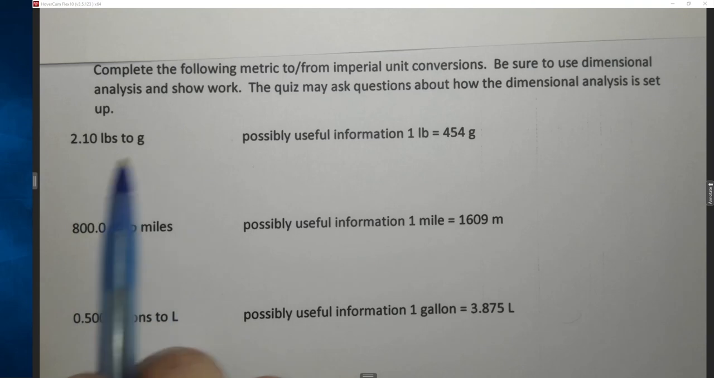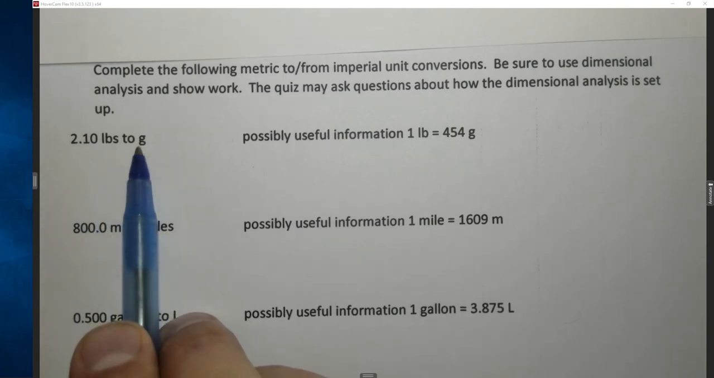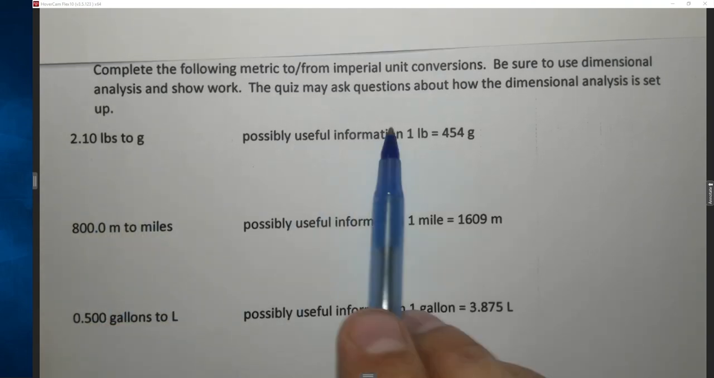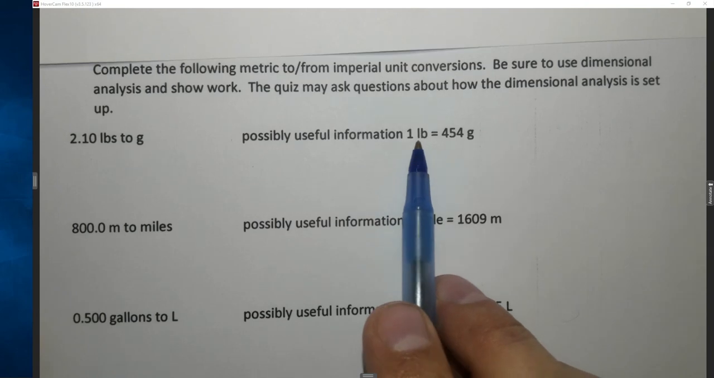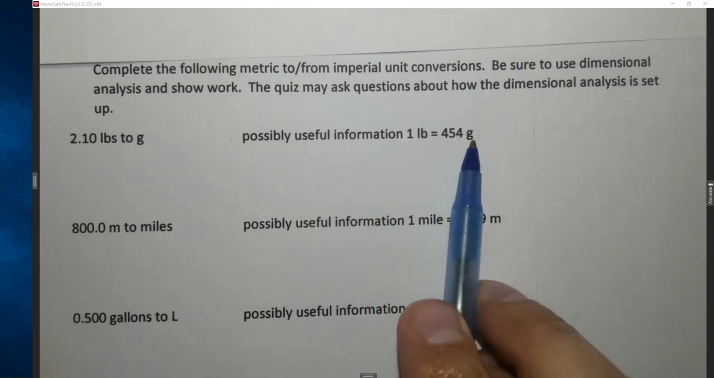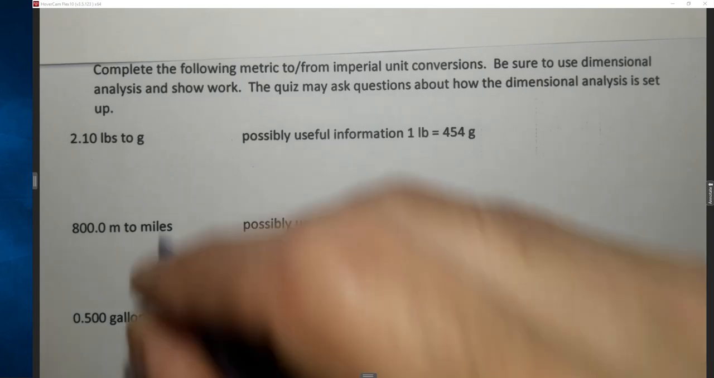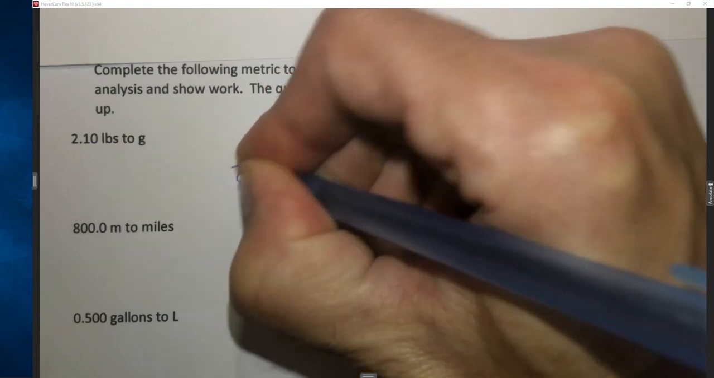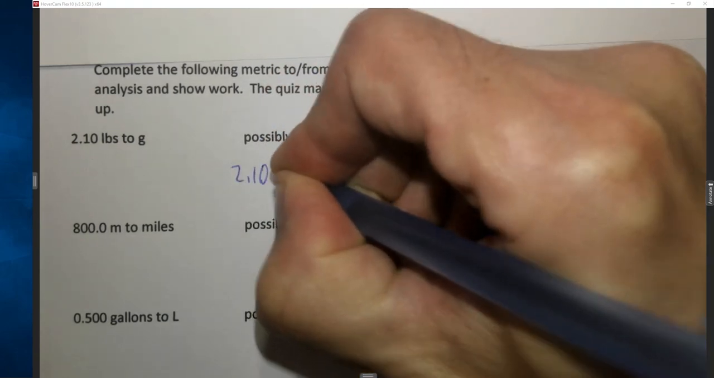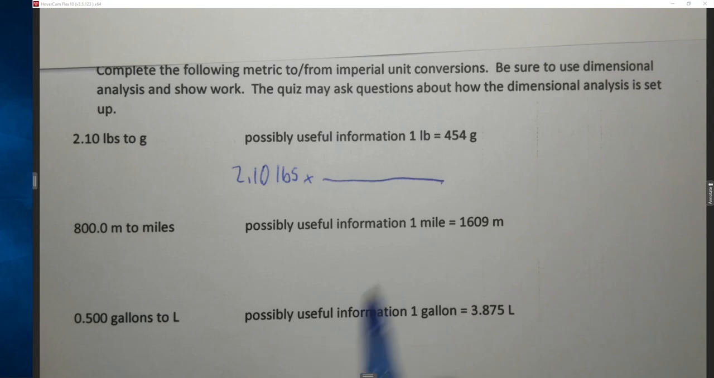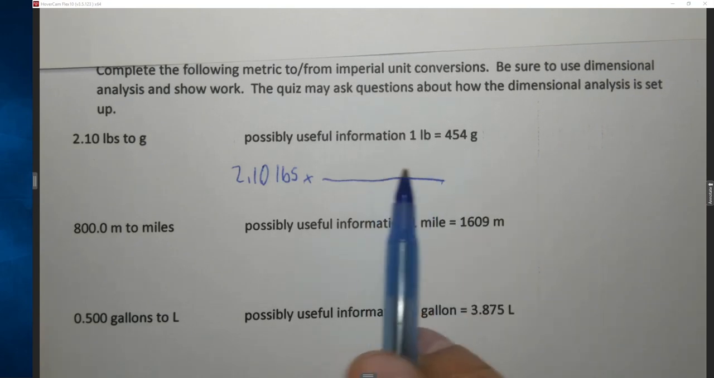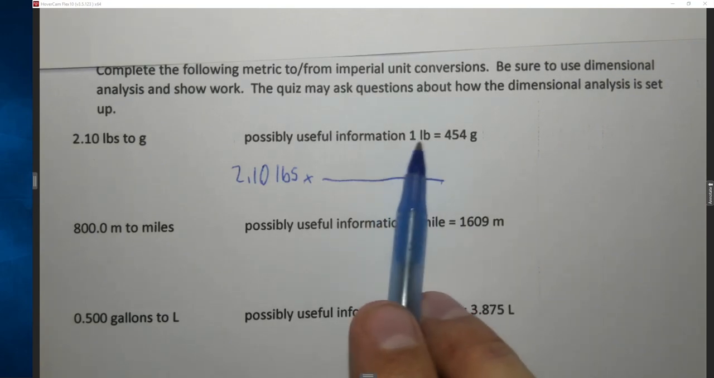So we need to convert 2.1 pounds to grams, and we're given some possibly useful information, which is the equality between pounds and grams. So what we need to do is set up the dimensional analysis and solve it. So if we look here, we're starting with 2.10 pounds, and we want to convert it to grams. So we want pounds to cancel out.